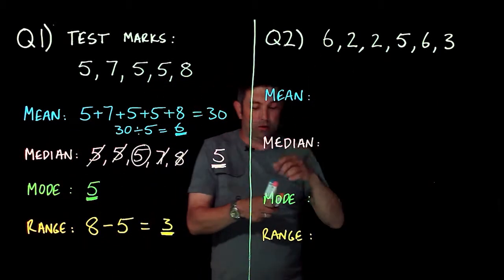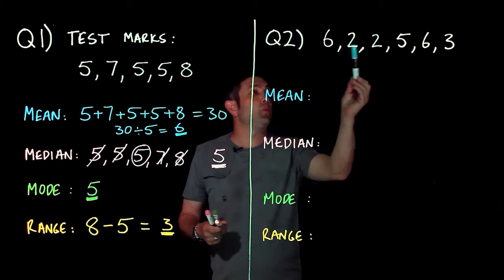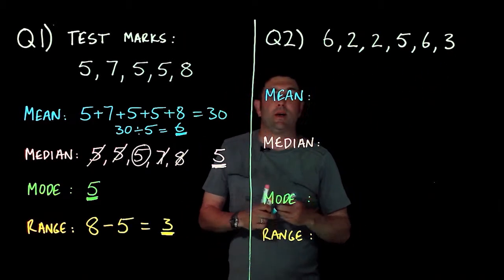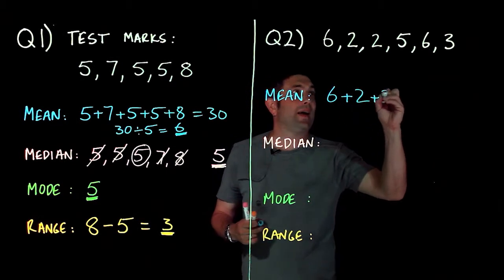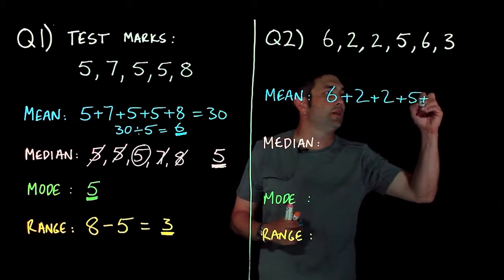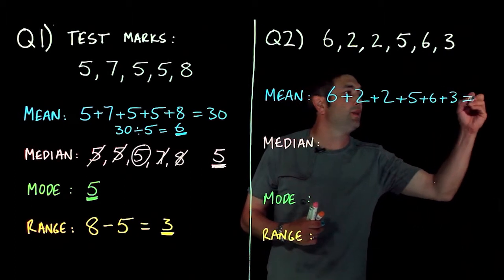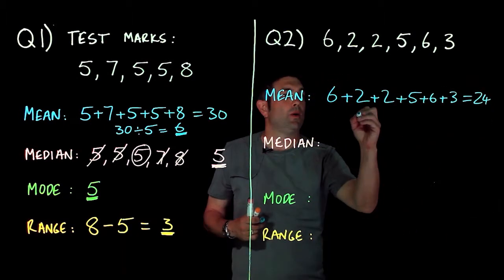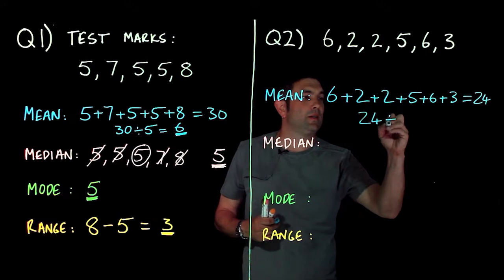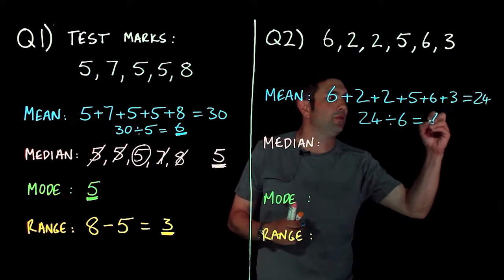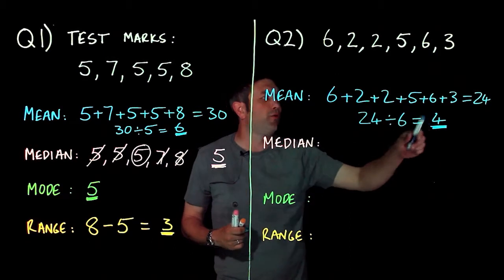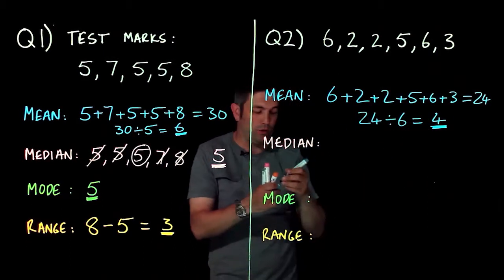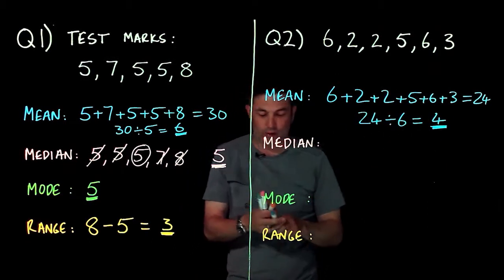This one might look the same, but actually it's a little bit more complicated. We've got 6 bits of data here. But for the mean, we're going to still do the same thing. We're going to still add up all our bits of data, and we're going to get 24. Okay, we've got 6 bits of data, so 24 divided by 6 gives you 4. So the mean is 4. Again, 4 would be the average on Excel. So that's what most people think of as the average.